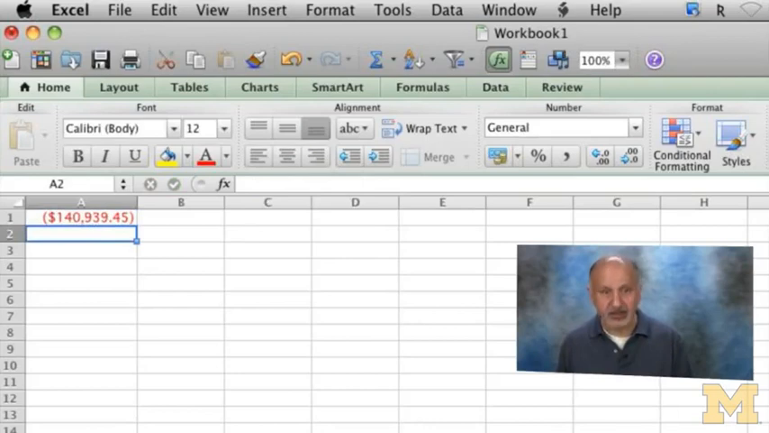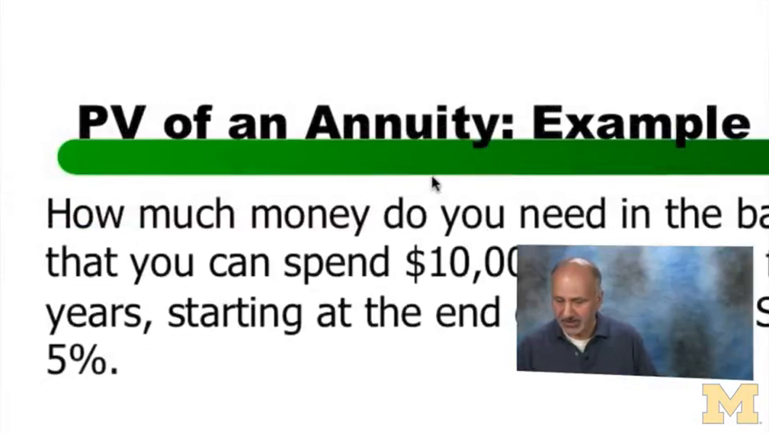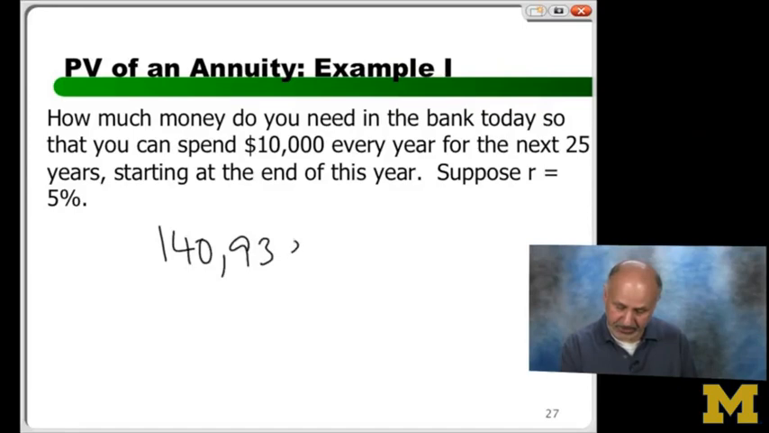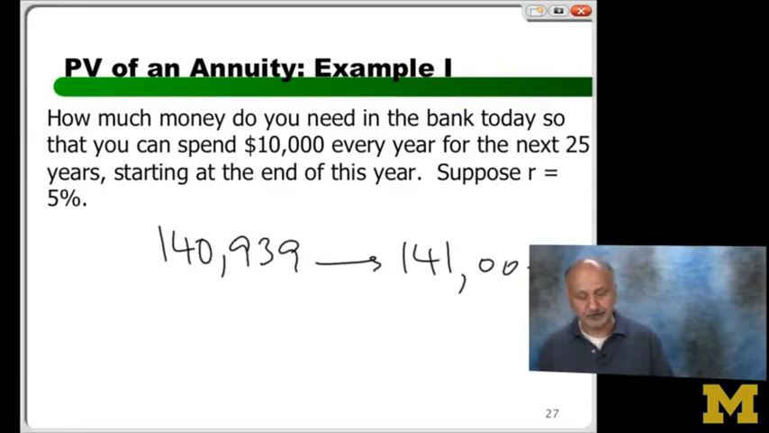So let's say, 140,939 and 45 cents. So what does that tell me? I better have $140,939 in the bank to satisfy the need of spending $10,000 in the future. So let me go back to the problem and tell you what's going on. So I need in the bank 140,939, and let me just for convenience call it $141,000, right?